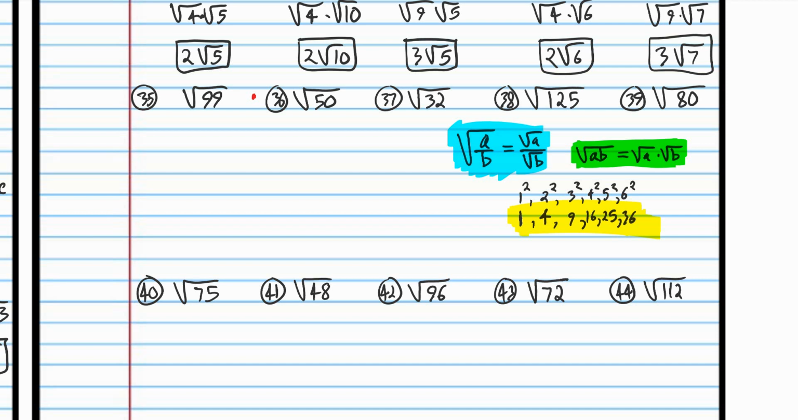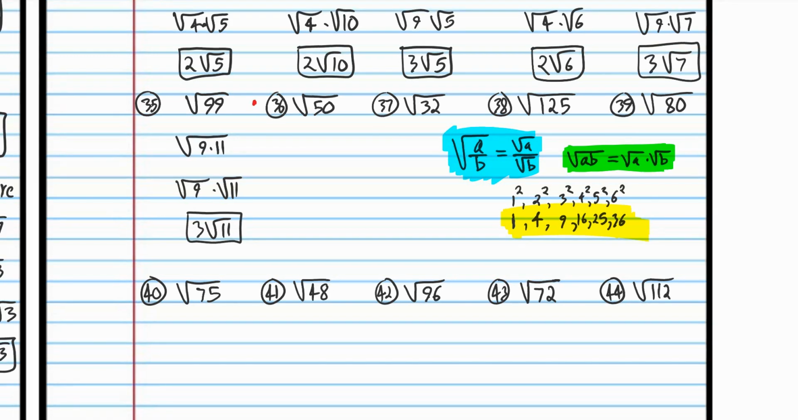All right, we're back. So I'm going to use 9 times 11. That's the easiest way to do it. Use the green principle. And 9 is a perfect square, so square root of 9 is 3. So if you got 3 square root 11, good job.